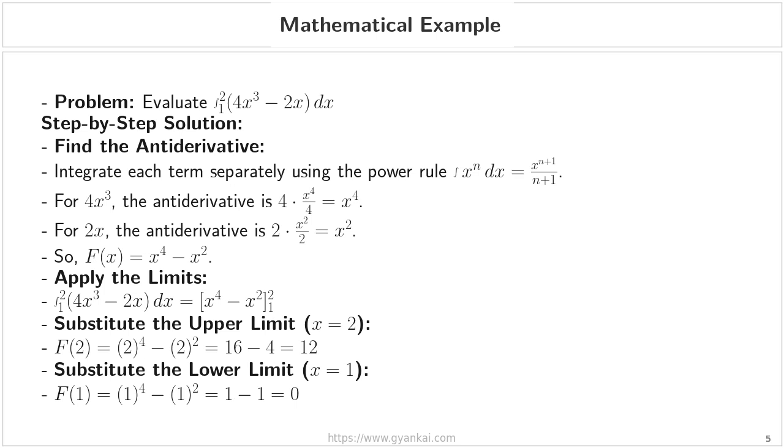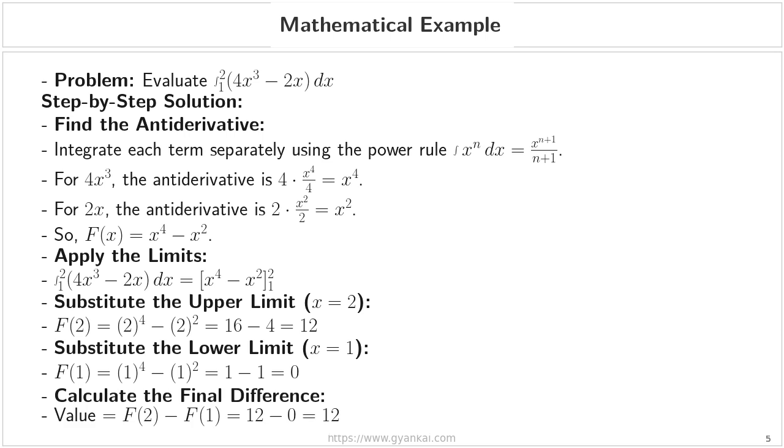Step 4. Substitute the lower limit. Now, we substitute the lower limit, which is 1, into our antiderivative. So, we have f of 1 equals 1 to the power of 4 minus 1 squared. 1 to the power of 4 is 1, and 1 squared is also 1. Therefore, f of 1 equals 1 minus 1, which simplifies to 0.